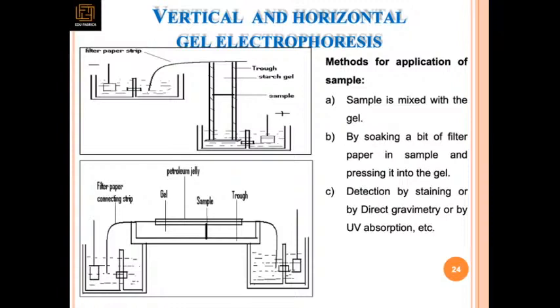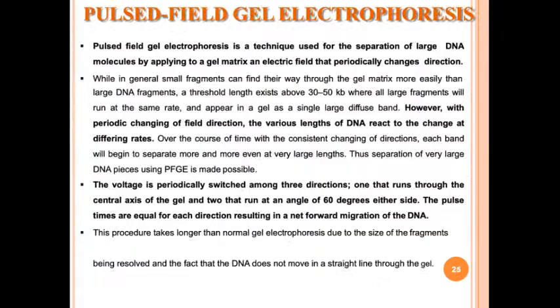This one is vertical versus horizontal gel electrophoresis that we discussed before. In this, the sample is mixed with the gel. Soaking is done with the filters in the samples, then detection by staining or by direct gravity measurement or UV absorption.